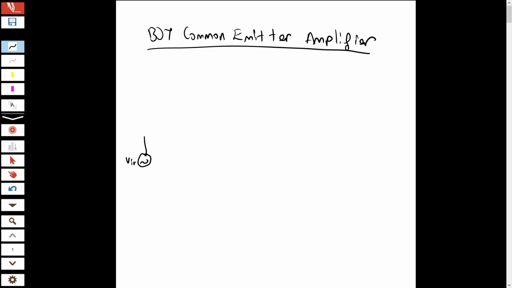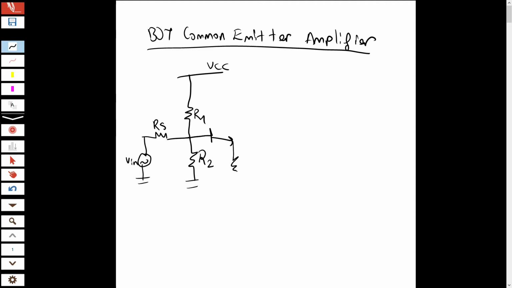So my circuit is like this. Here's my input. Here's my source resistance. These R1 and R2 are for DC biasing the circuits. Here's my transistor, and then here there is again a capacitor. These capacitors are for blocking DC and passing AC.